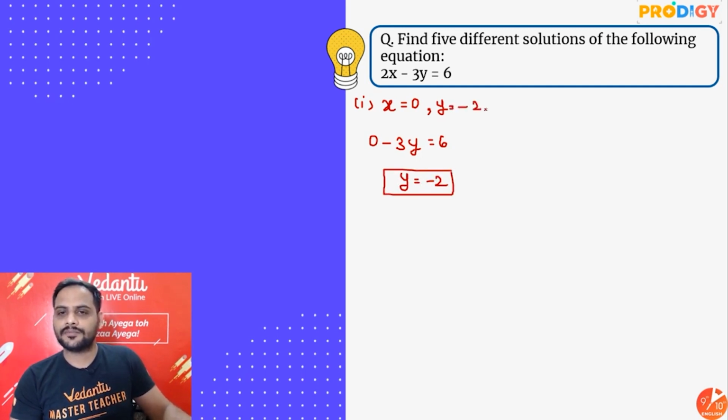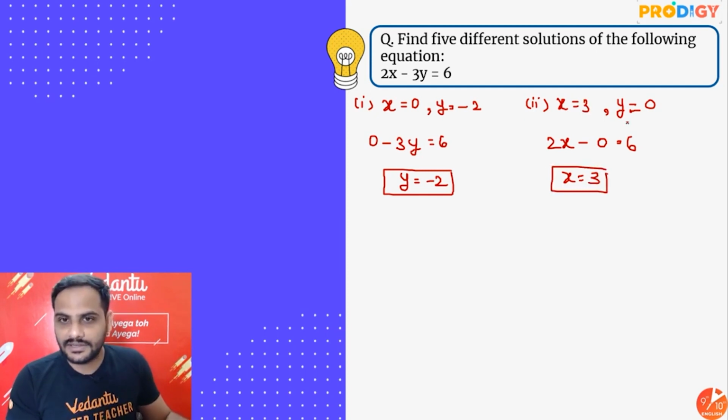This is one solution. Second, I can take the value of y as 0. If I take y as 0, what will be x? So 2x minus 3 into 0 is 0, which is equal to 6. So x is equal to 3. x equal to 3 is another solution, right?